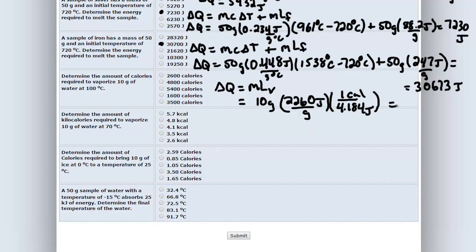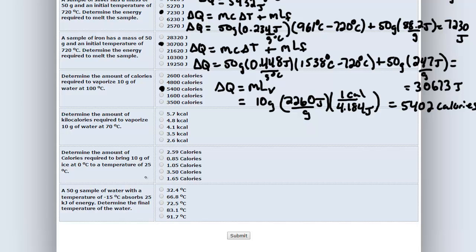And so we have 10 times 2260, divided by 4.184, and that gives us roughly 5402 calories. So 5400 calories. Determine the amount of kilocalories required to vaporize 10 grams of water at 70 degrees Celsius.